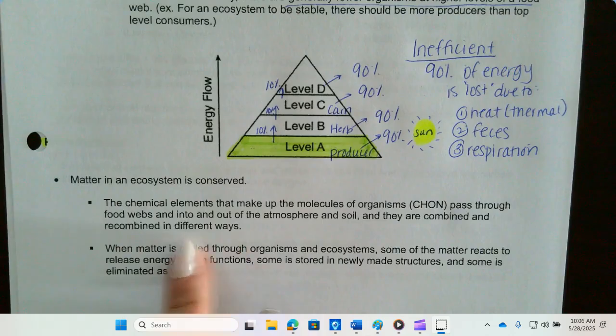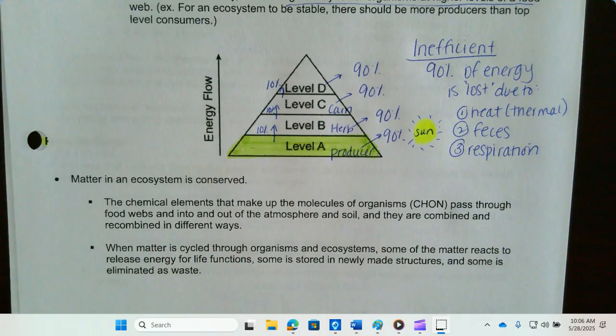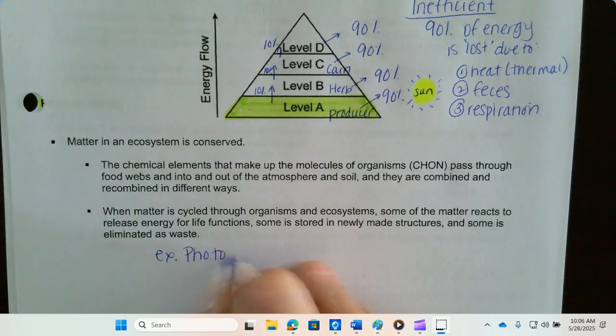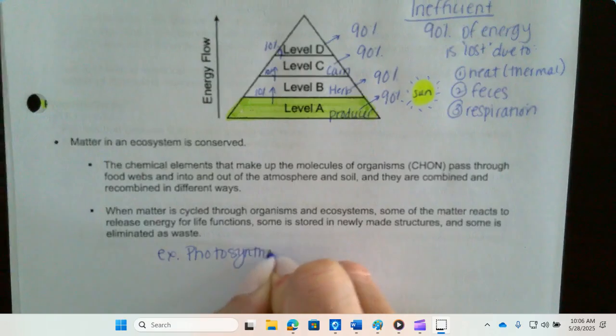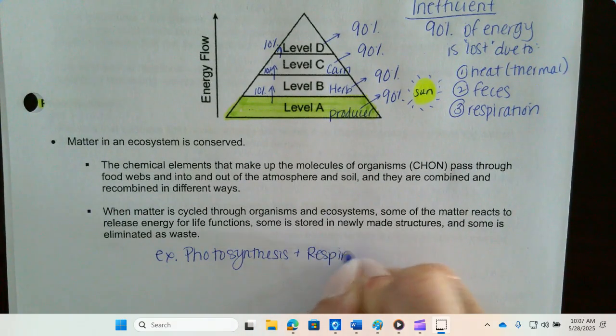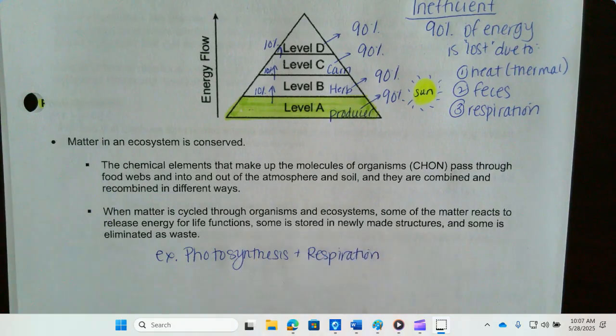And then it says in different ways. So what you might want to do is look at that carbon cycle on the last page. It says when matter is cycled through organisms and ecosystems, some of the matter reacts to release energy for life functions, some is stored in newly made structures, and some is released as waste. So again, if you go back to the last page, we looked at photosynthesis and respiration. And that's showing us how things can be combined and recombined to make different things.